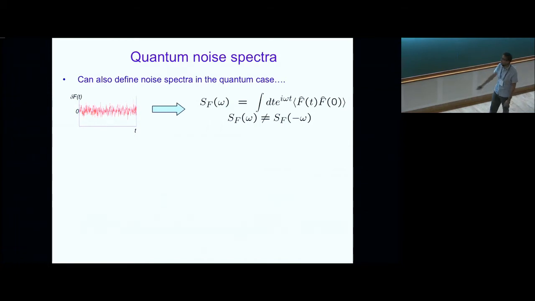And what that means, and you can convince yourself of this in one line, unlike a classical noise spectral density, this thing is not the same at positive and negative frequencies. Okay, so that's the first thing we have to grapple with. So how do we think about that?